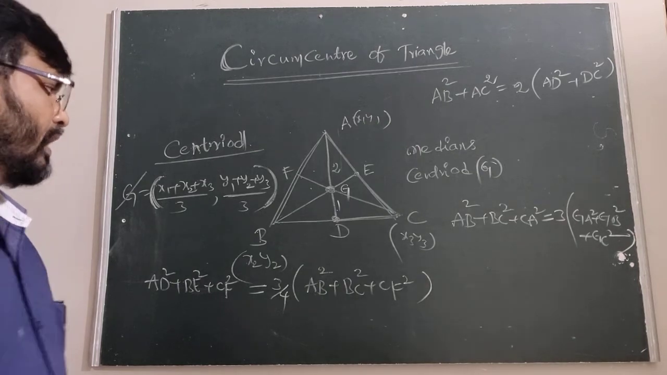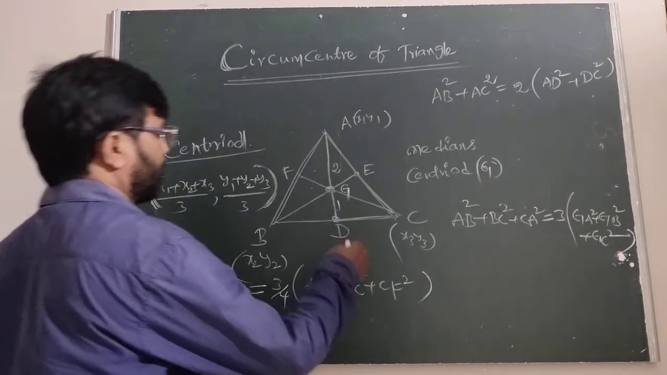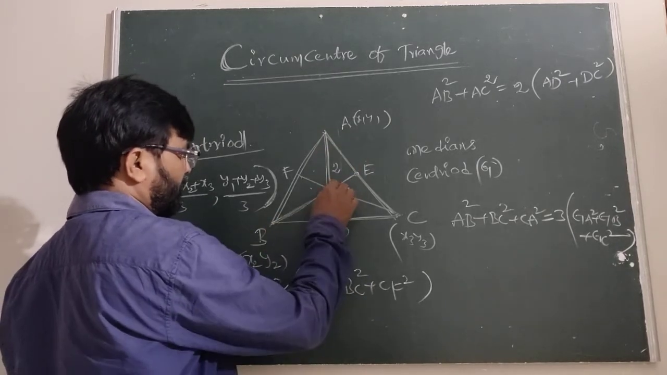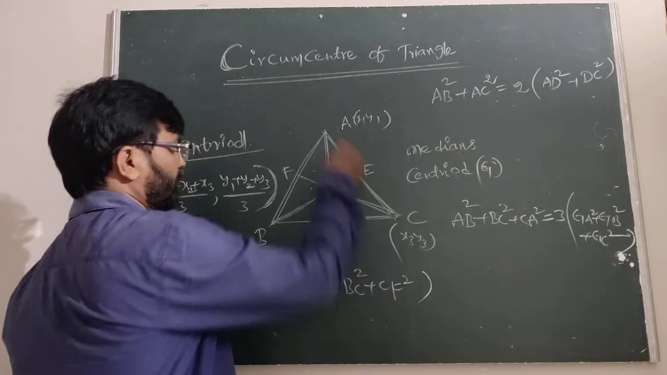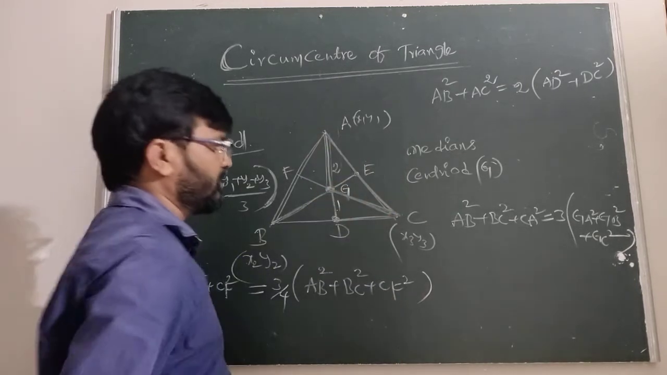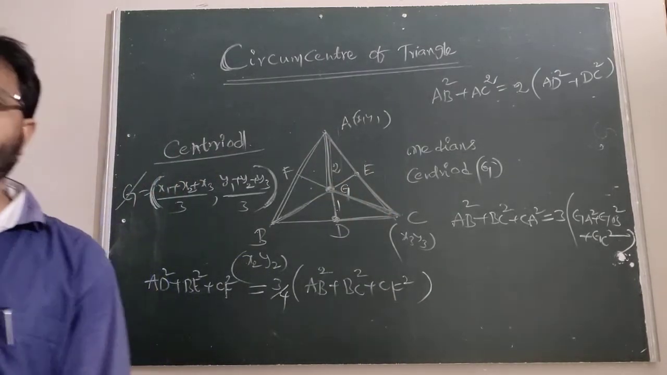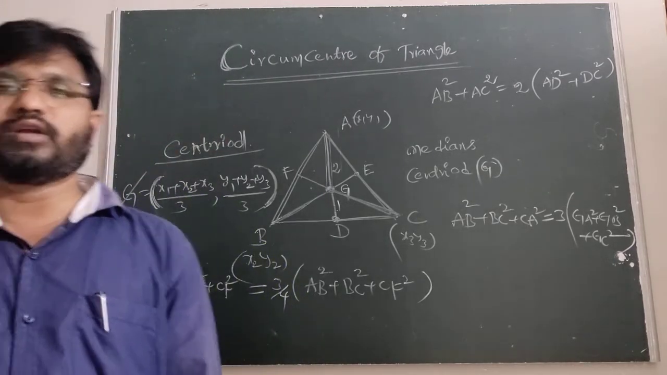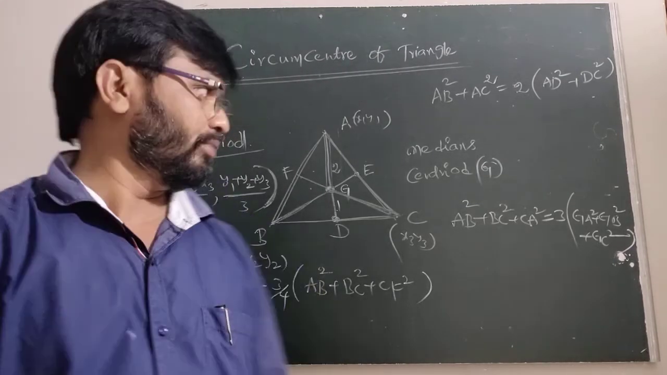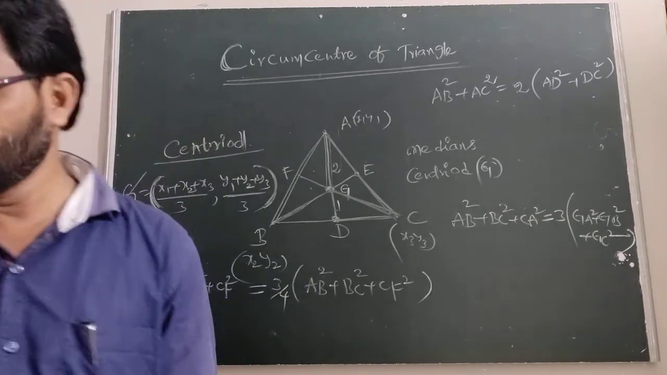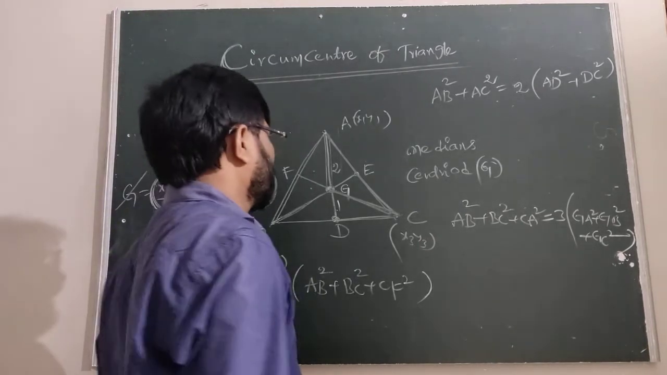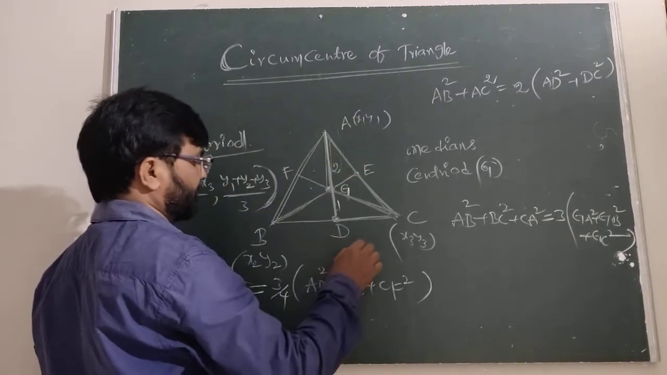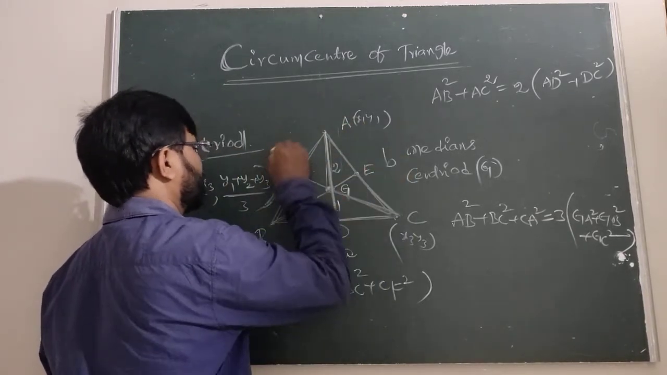Then the area of the triangle AGB, or the area of the triangle BGC, or the area of the triangle AGC, is 1/3 into the area of the triangle ABC. The last one is the length of the median. Suppose this is small a, this is small b, this is small c.